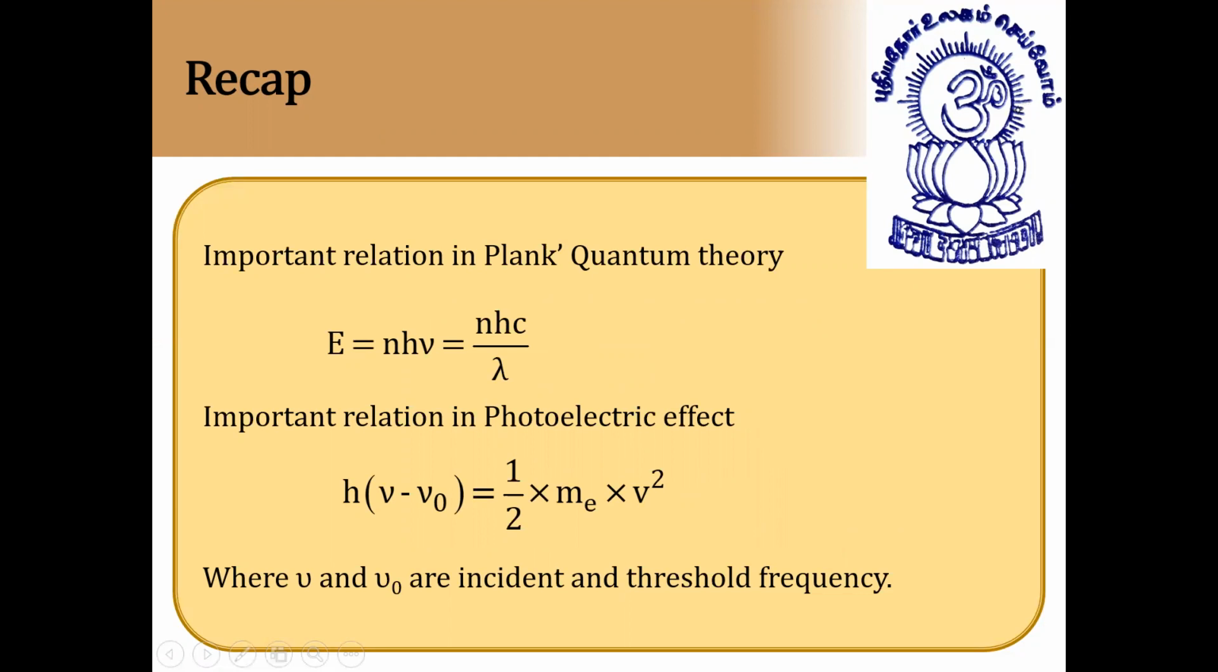So important relation in Planck's quantum theory: E is equal to nhc by lambda and E is equal to n into h into nu, where n is called number of photons, h is called Planck's constant, nu is called frequency, and c is called velocity of light. And photoelectric effect already we know. Kinetic energy is equal to h into nu minus nu naught, where nu is called frequency, nu naught is called threshold frequency. So based on this, now I would like to do certain worked out examples.